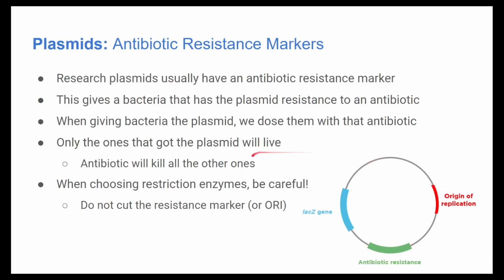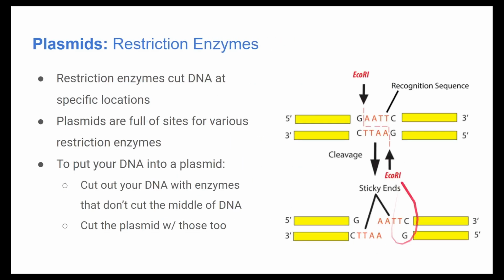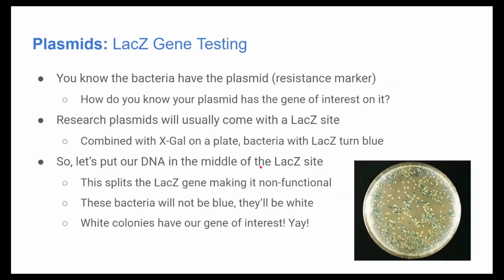Now, all the bacteria on your plate have the antibiotic resistance marker. So that means they live. They all have the plasmid. Great. So, don't cut this because we need it for this step. Now we have a plate full of bacteria that have our plasmid. How do we actually know that the plasmid contains the gene? As I said, the plasmid can close back on itself. So how do we know?